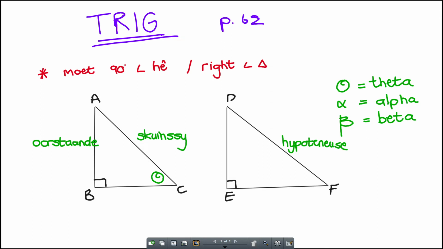Nee, it's just bits and pieces because I need you to know all of these before I can put them together. So opposite. Sorry, it's lelik geskryf. Okay, so from theta, then AB would be my opposite. Okay. From theta, what would BC be? Dan is BC. Sien jy lê langsom, nee? It's right next to it. So then we call it the adjacent side.